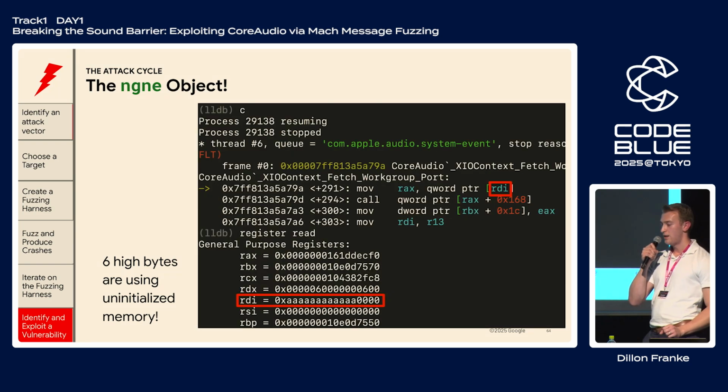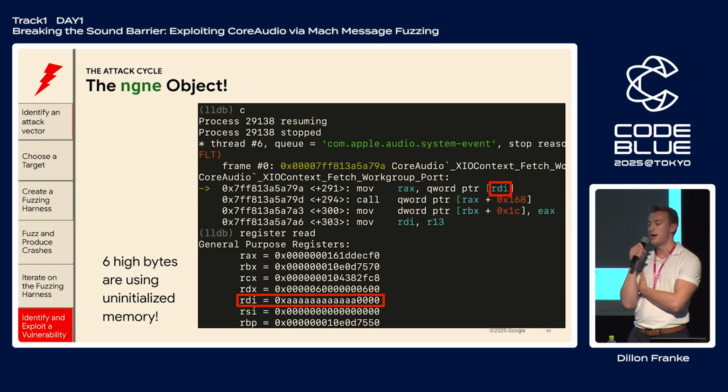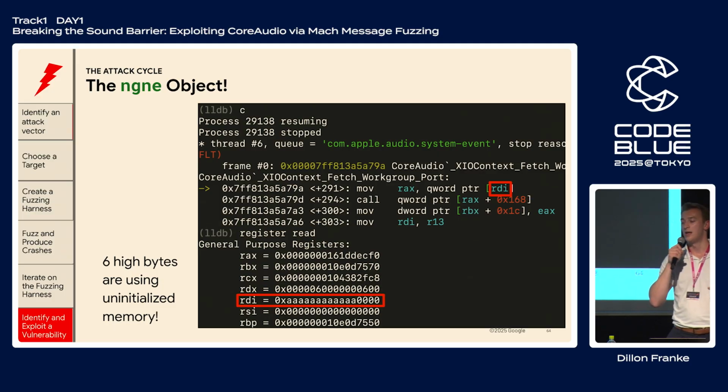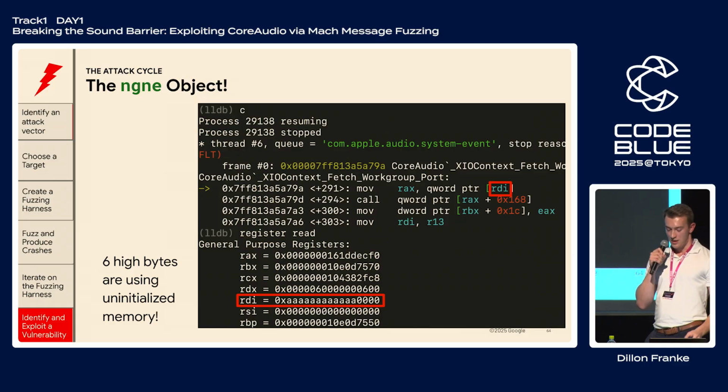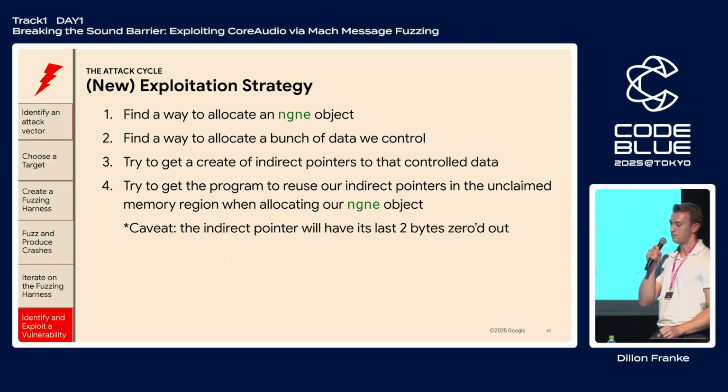And if you look at that, interestingly, the 6 high bytes are using uninitialized memory. So the A's are in those 6 high bytes. The 2 low bytes were actually being cleared out properly. So this was definitely going to make things a little bit more tricky, I thought, but potentially we could get it to reuse data that we might have previously allocated.